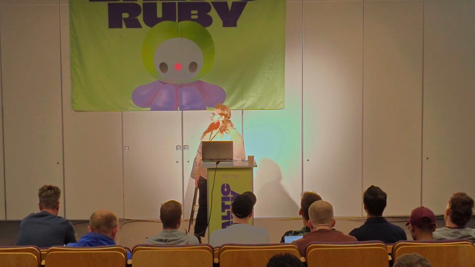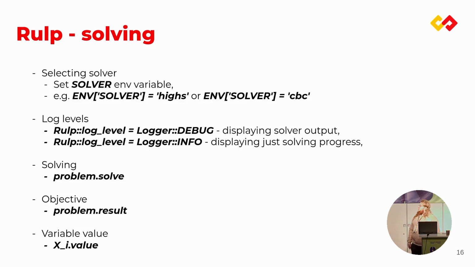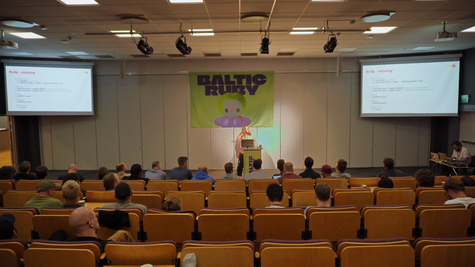Constraints can be defined after the problem type is set, and we just need to select a solver that will be used for finding the best solution. This is done by setting the proper environment variable. We can skip the solver output, or we can show everything by setting the log level, and we're good to go. So we can solve our problem and see the results, or we can just check the value of each individual variable one by one.